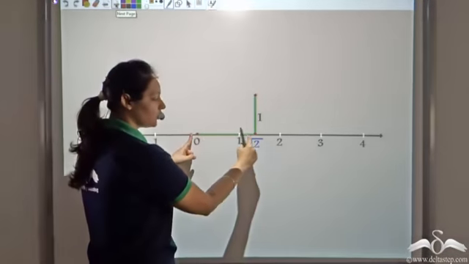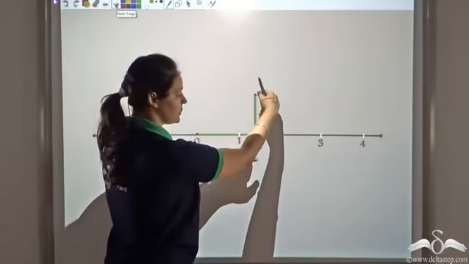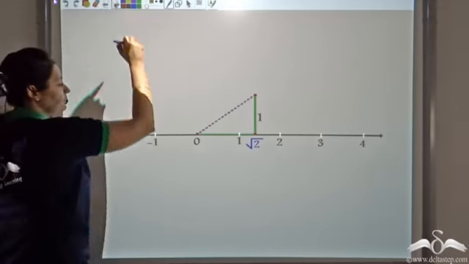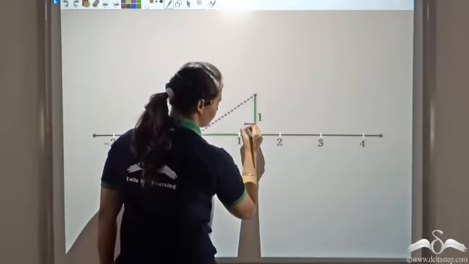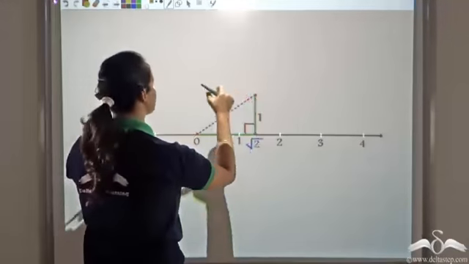So I know this is under root 2. Again, I take 1 vertically, distance 1, this is under root 2. Now completing the triangle again, I get that this is a right angle triangle. This is the hypotenuse. I want to find this distance.